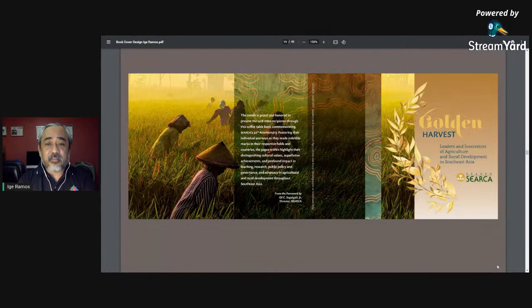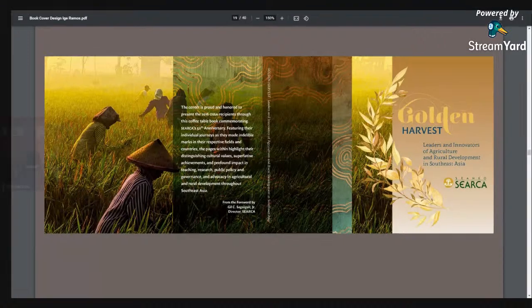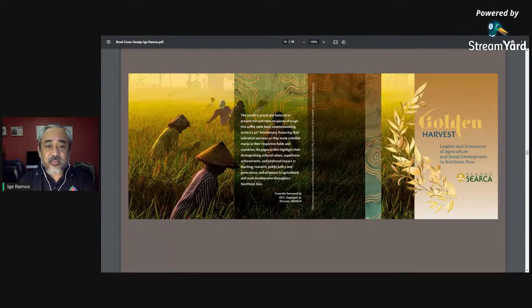And then again, this is a Golden Harvest book I did for Siarca. I think this is not the final, but one of the studies. It's the 50th anniversary, and I wanted to show movement also, slices of time, from the back cover to the front cover. You can actually see people, this is in Vietnam, harvesting rice. You see all these different panels, and at the same time you have that golden wreath, like a laurel leaf wreath, and I wanted to show some Southeast Asian elements, very faint cloud formations, which are the different periods of time. Unfortunately, this was not the final cover, but it's more of an experimentation. Okay, next.